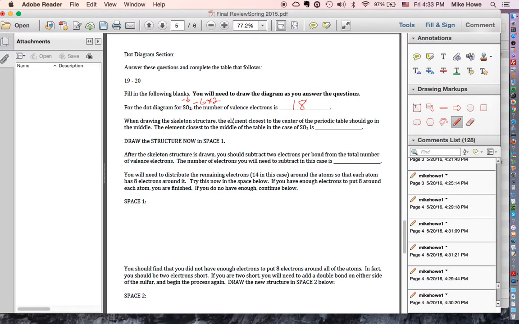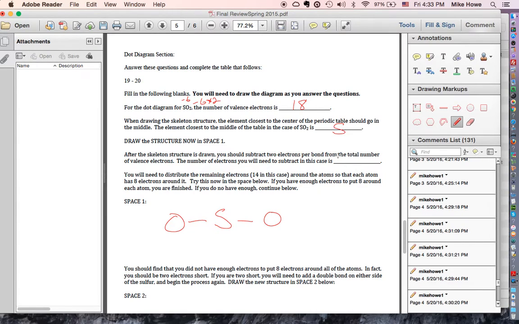When drawing the skeleton structure, the element closest to the center of the periodic table would be sulfur. So we put sulfur in the middle. The element closest to the middle is sulfur. Now we draw our skeleton structure. Put the sulfur in the middle, put the oxygens on the outside.